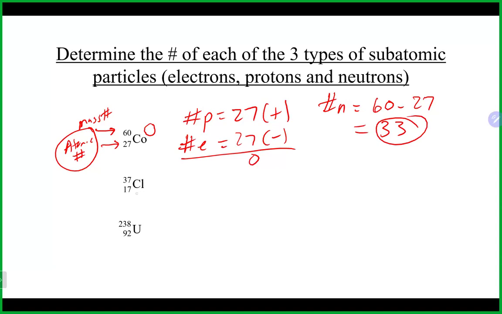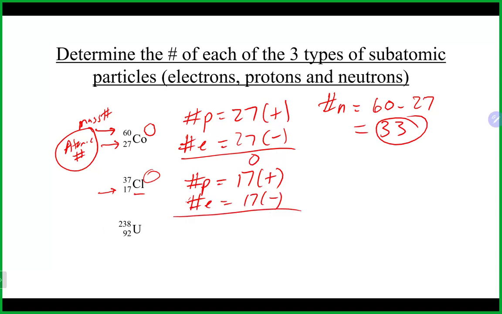Coming down here to Cl, which is chlorine. Once again, starting with our atomic number, which is 17, that tells us our number of protons. We see nothing written there, which tells us that it is neutral, so we should have a matching number of electrons to give us no charge. For our neutrons, we take our mass number minus our atomic number, and we will end up with 20 in this case.